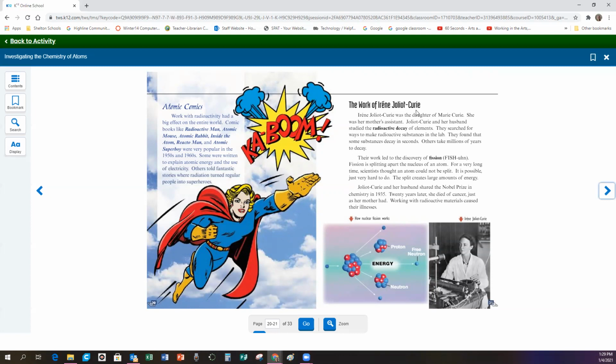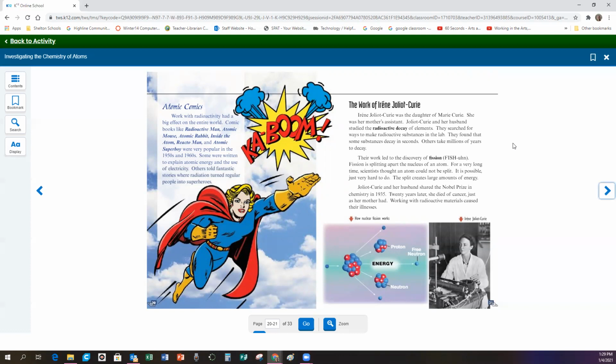The work of Irene Joliot-Curie. Irene Joliot-Curie was the daughter of Marie Curie. She was her mother's assistant. Joliot-Curie and her husband studied the radioactive decay of elements. They searched for ways to make radioactive substances in the lab. They found that some substances decay in seconds. Others take millions of years to decay. Their work led to the discovery of fission. Fission is splitting apart the nucleus of an atom.